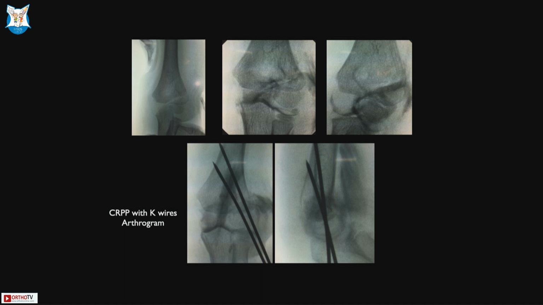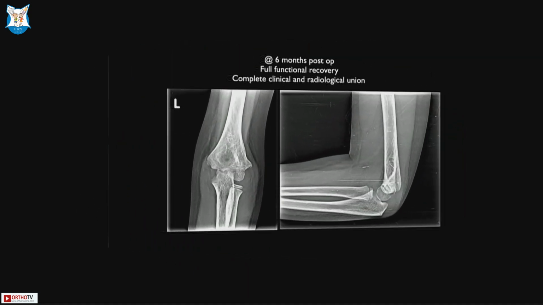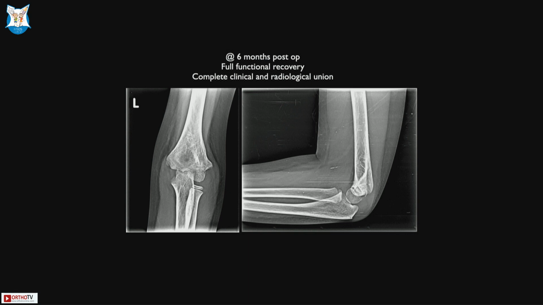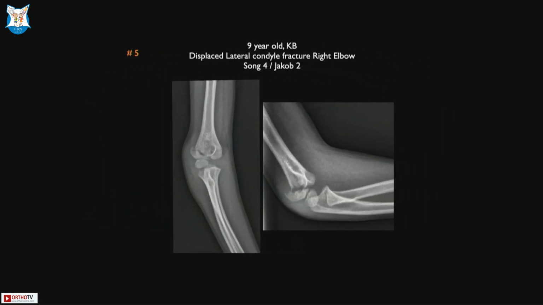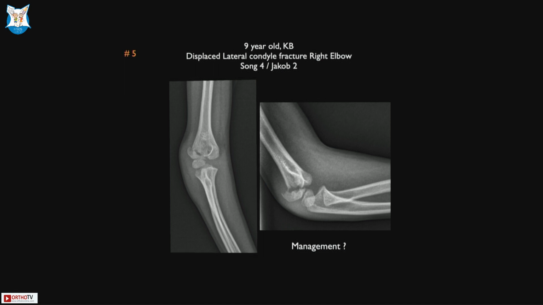If you haven't restored the continuity of the articular cartilage, then you have to open it. So fixed with K-wires, went on to heal without any untoward issues. Here is another case, slightly older child, larger metaphyseal fragment, not rotated, displaced fracture, clearly well past the 2 millimeter displacement mark.